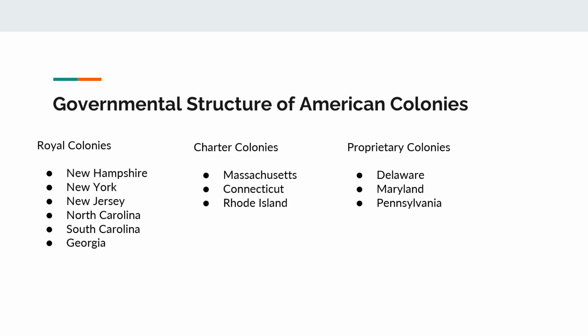And then you have the proprietary colonies. And those are gifted to one man, one family. Maryland is gifted to the Calvert family. There was a man who was Lord Calvert, a Baltimore, I believe. So yeah, at one point there was some aristocracy in the United States. Pennsylvania famously gifted to William Penn, like the man William Penn, gifted this entire huge area of land that's now Pennsylvania.